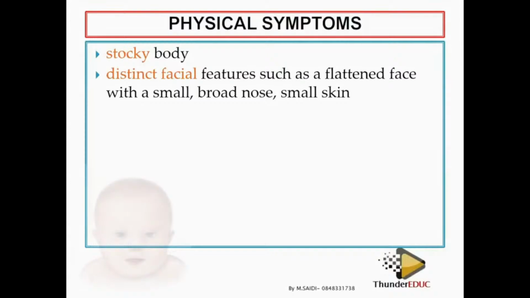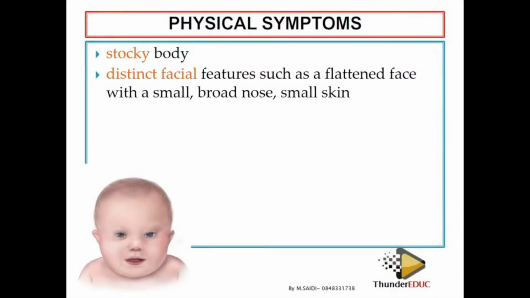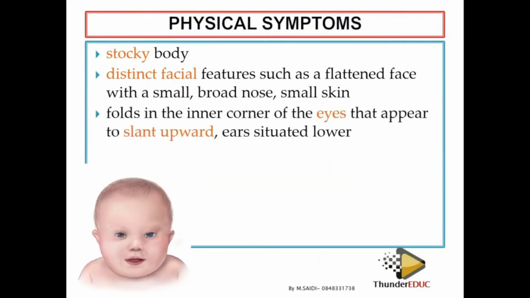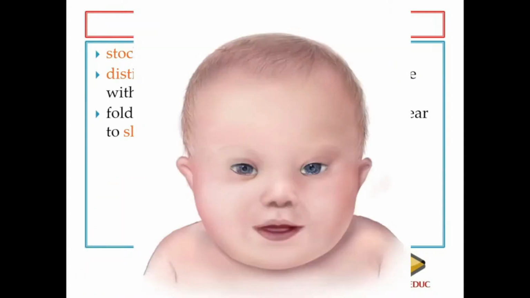So what are some of the characteristics of people having Down syndrome? Stocky body. The body is stocky. Flattened face with a small and broad nose, small skin. Yeah, you have ever seen these people. Let's look at a picture which shows Down syndrome here. You have ever seen this. So let's look at a picture.